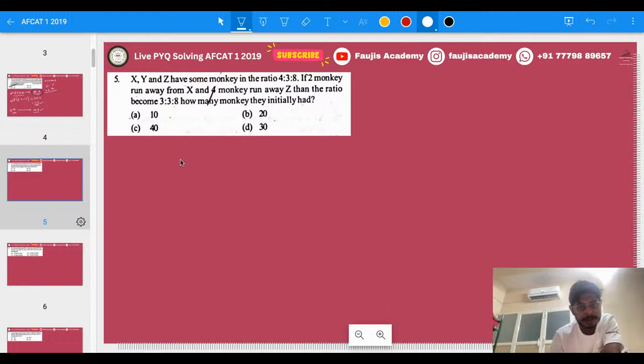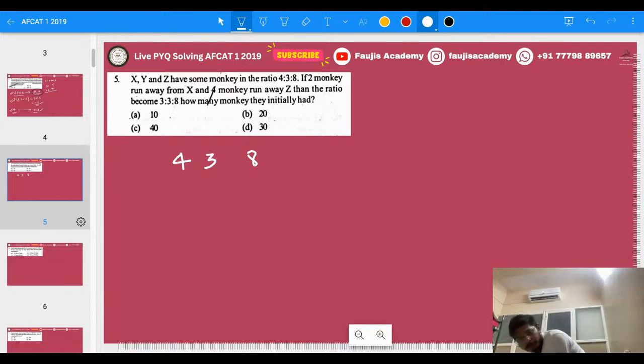X, Y, Z have some monkeys in the ratio of 4 is to 3 is to 8. Even before you start solving this question, can you guys guess what could be the answer without using your pen and paper? Please guess. 30 seconds time is given to you. What do you think could be the answer?